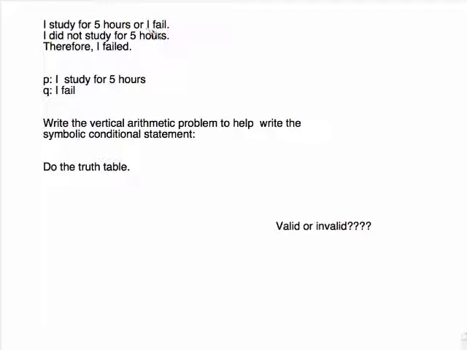So here's a new argument. I study for 5 hours or I fail. I did not study for 5 hours, therefore I failed. So we start this by coming up with two simple statements for P and Q. I study for 5 hours is P, I fail is Q. So let's write these symbolically. I study for 5 hours, which was P, or I fail, which was Q. The next statement, I did not study for 5 hours. That's a negation of P.